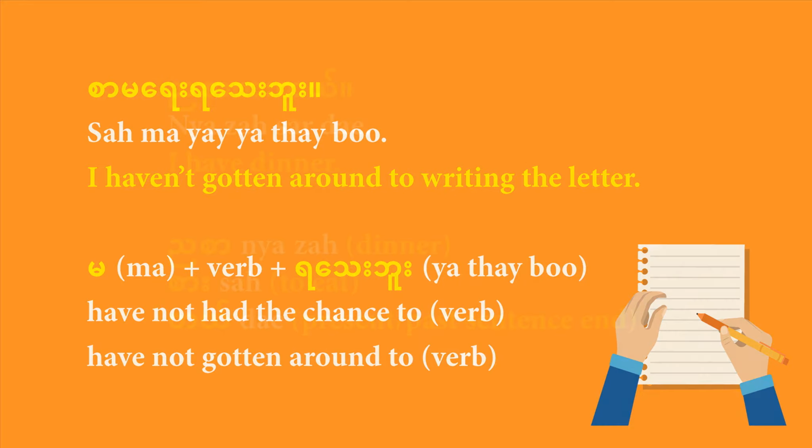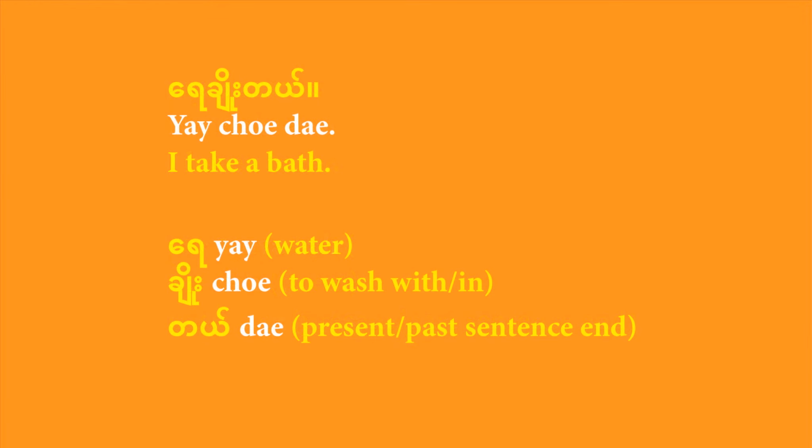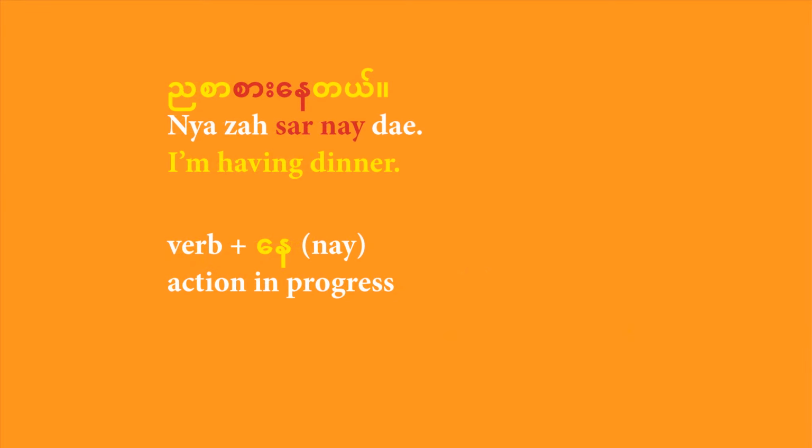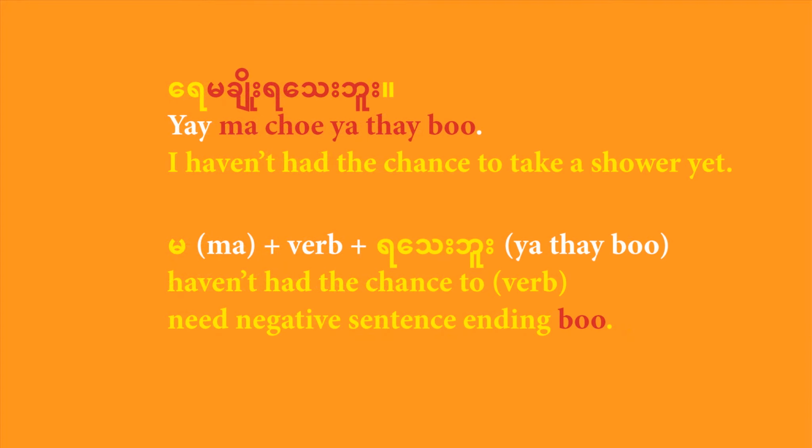Now, try experimenting with these forms with some other verbs and nouns like nyaza sa, to eat dinner. Nyaza is dinner. Sa is the verb to eat. Or ye cho, to take a shower. For example, you might say, Nyaza sa nire, I'm eating dinner right now. Or ye macho ya debu, I haven't had a chance to take a shower yet.